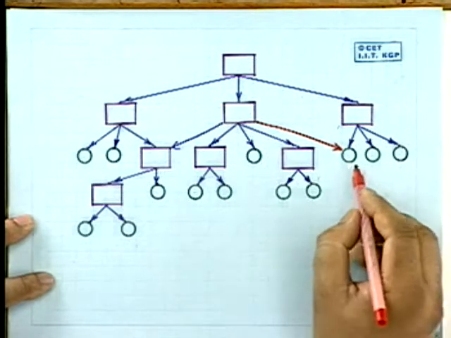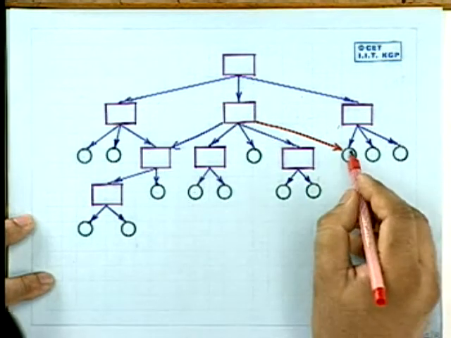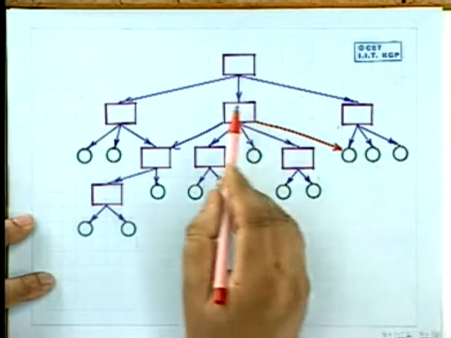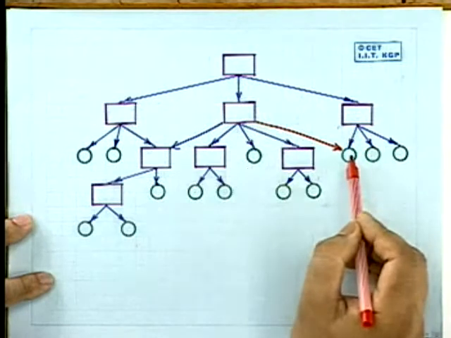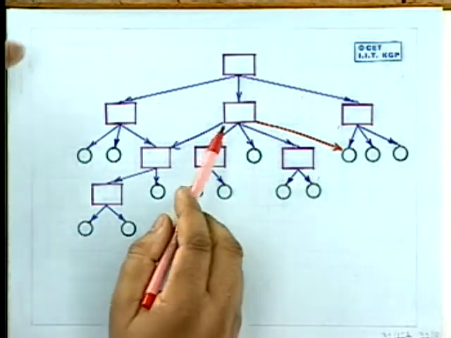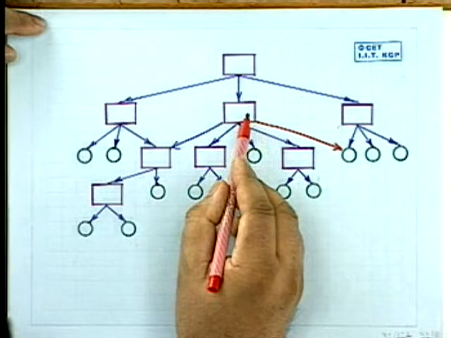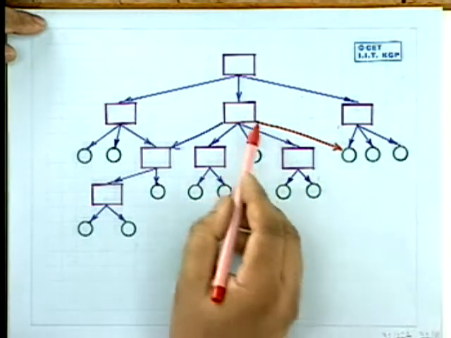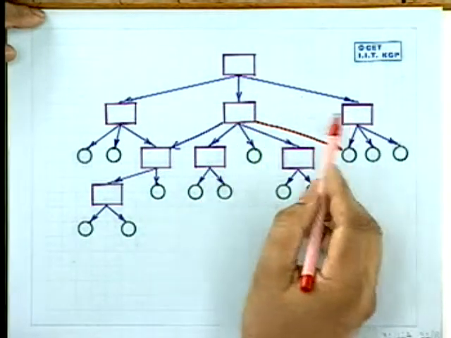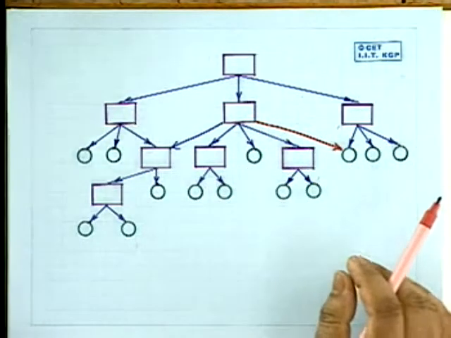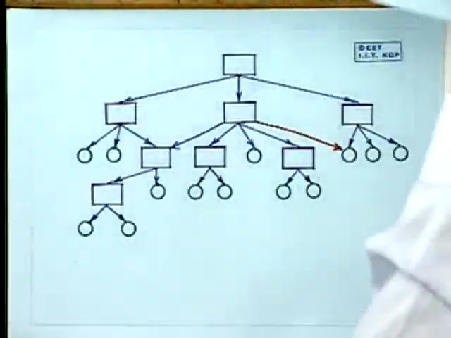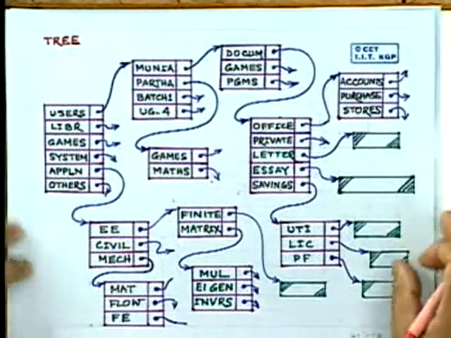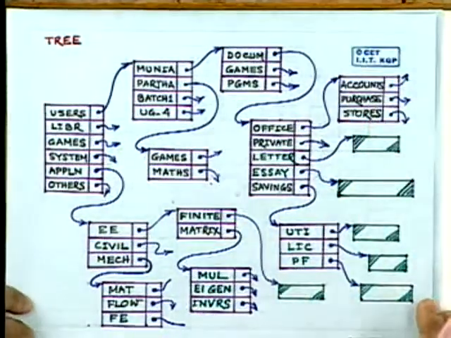Therefore, you see this particular file has two names in terms of the absolute path name, and also if we create a different name here, this will have a different relative name with respect to these two users, right? Therefore, you see that we have that aliasing possible.